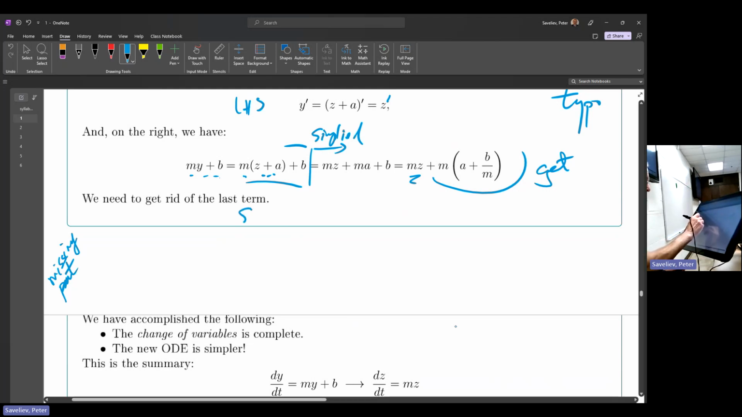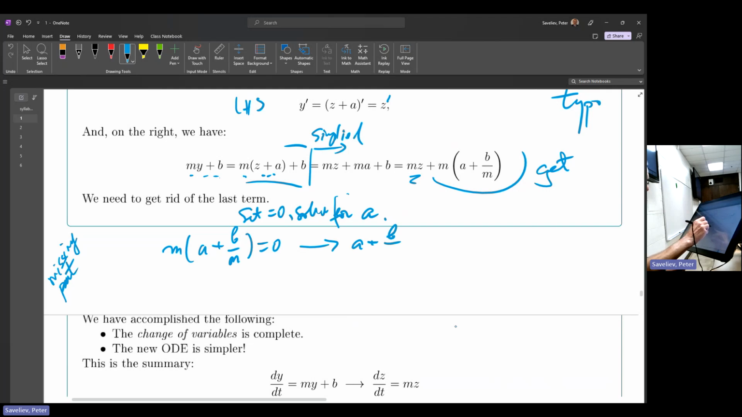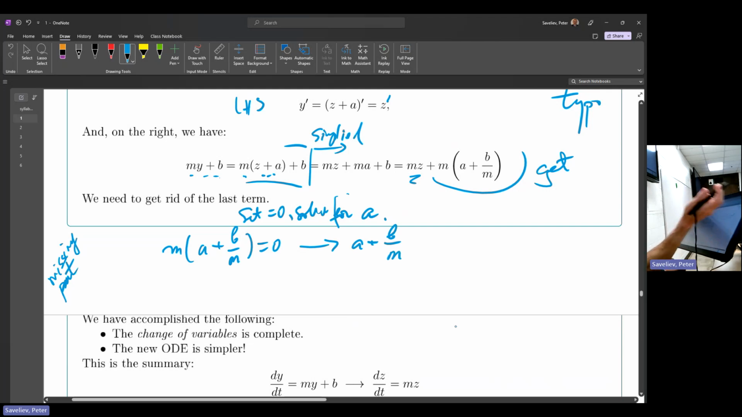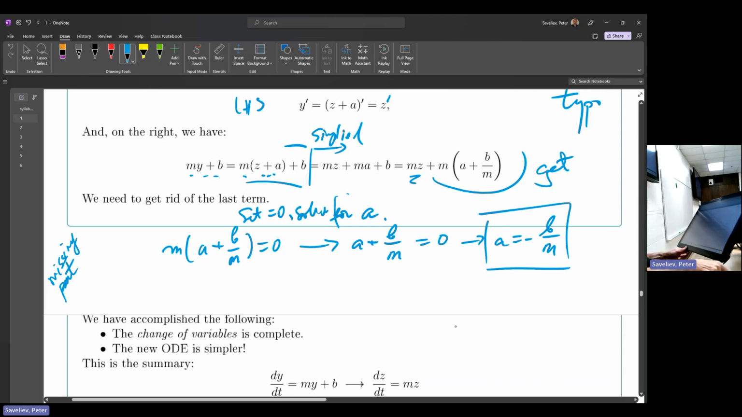Get rid of the last term, set it equal to 0, and solve for A, because that's the shift that we don't know. So what I have here is m a plus b over m is equal to 0, which means that a plus b over m is equal to 0. M is assumed not to be equal to 0, because then there is no growth or decay, and so I conclude that A is equal to negative b over m. So this is the substitution that will solve our problem.